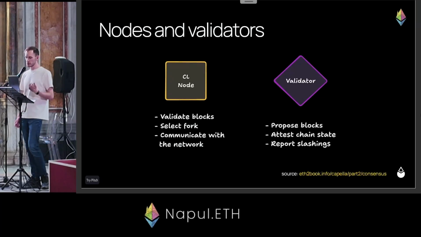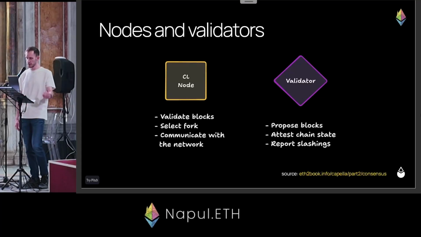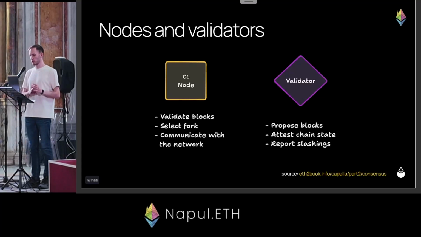The consensus layer node is actually responsible for validating blocks and interacting with the network. It selects the current fork. It shares information with the rest of the peers, and so on and so forth. And the validator just proposes blocks. It shares its vision about the network state, and it reports slashings.